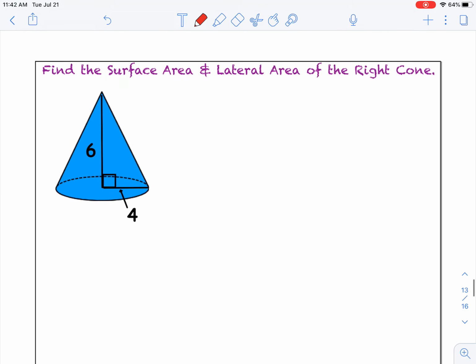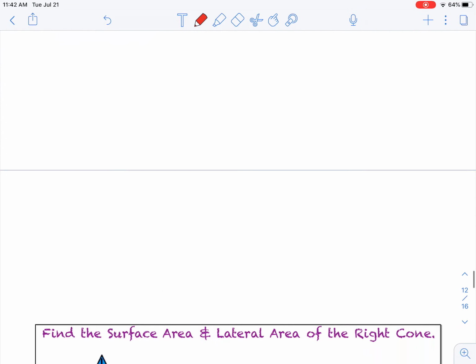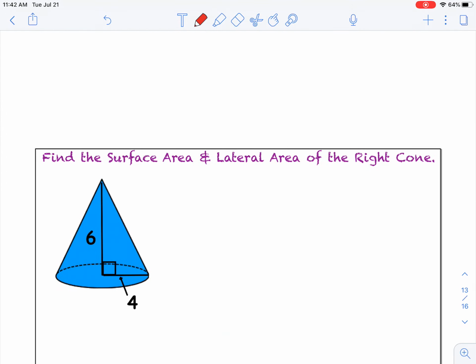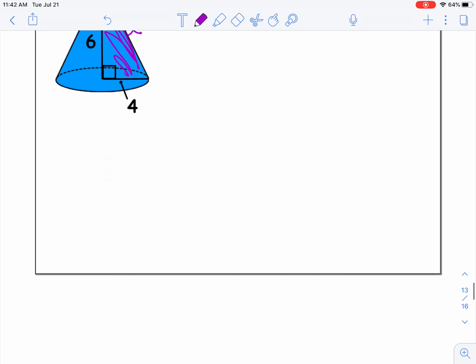I'm going to have you try this one on your own. It's really similar to the one we just did. The only thing is you are not given this slant height right there. But notice you have this right triangle, so you should be able to calculate that using the Pythagorean theorem. So go ahead and try that and then check the notes later to see if you've done it correctly.